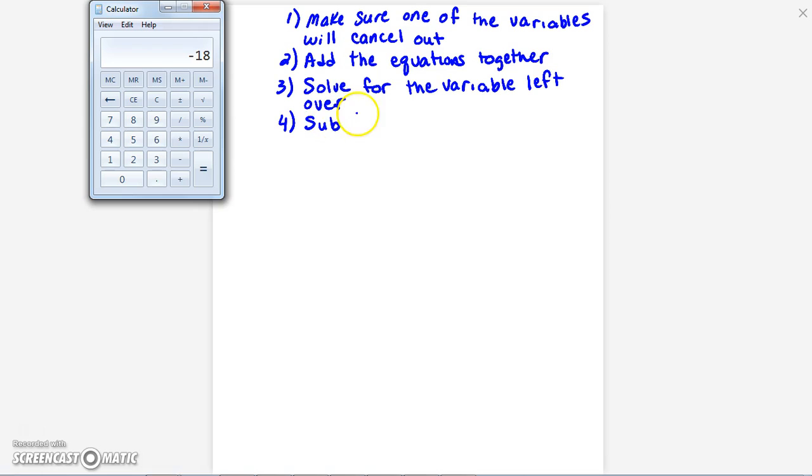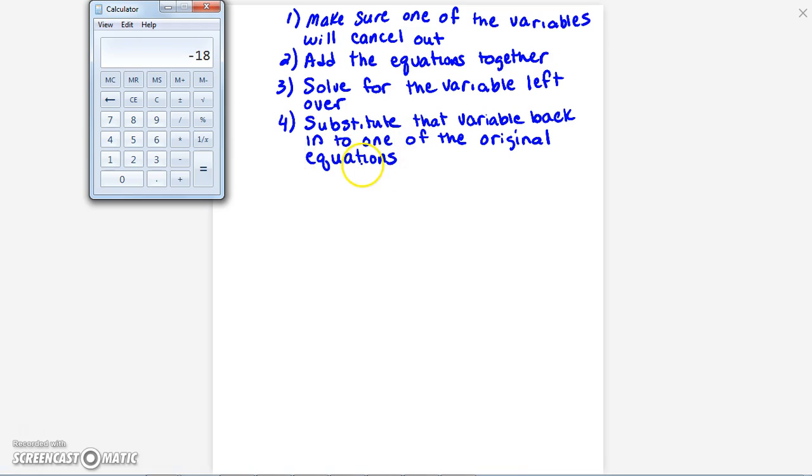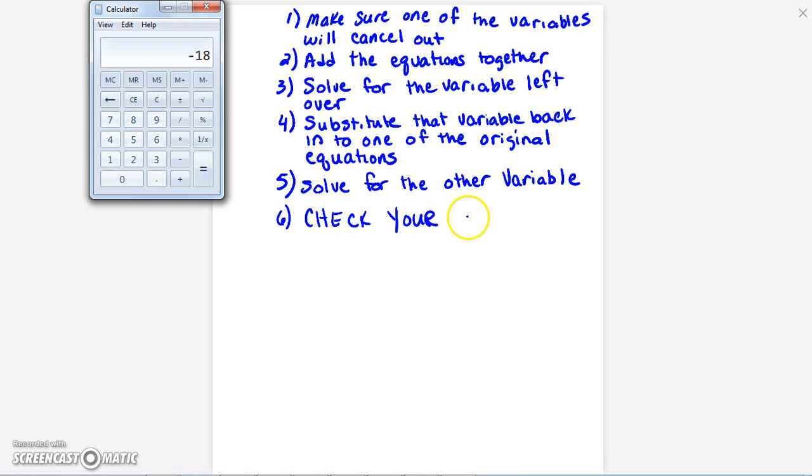Substitute that variable back in to one of the original equations. Solve for the other variable. Okay, and then once you have x and y, check your work. I'm going to do some more practice problems, although they may have to be in a different video.